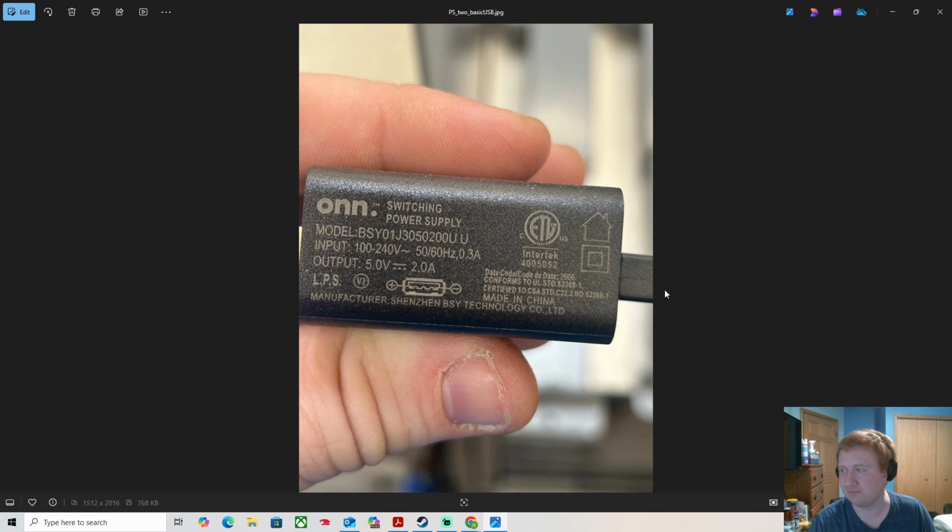So this is a USB power supply made by ONN. The input is 120 to 240, just like we saw in the other one, but this time it only draws 0.3 amps. So realistically, absolute maximum wattage consumed is 240 times 0.3. That's 72 watts. And the output is going to be 5 volts regulated, maximum of 2 amps, so that would be a 10 watt supply.